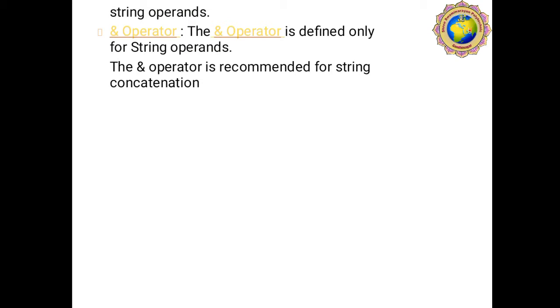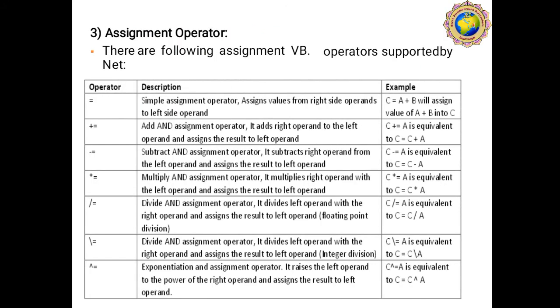So we have to use this type of operator, AND. The AND operator is defined only for string operands, and it is recommended for string concatenation. Okay. Next, assignment operators. There are the following assignment operators supported by VB.NET.